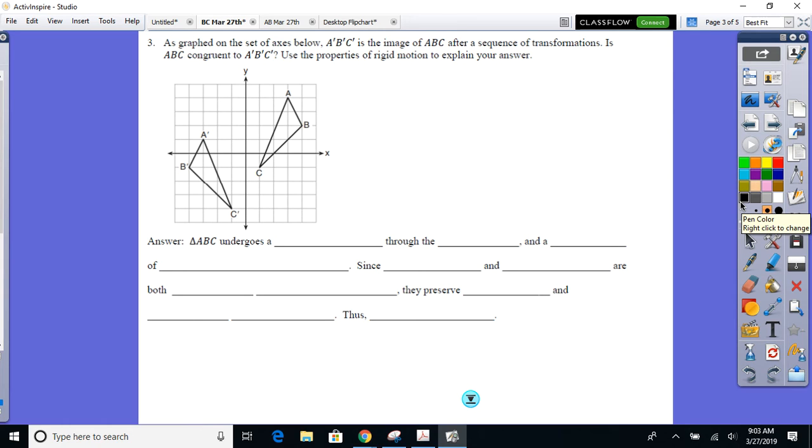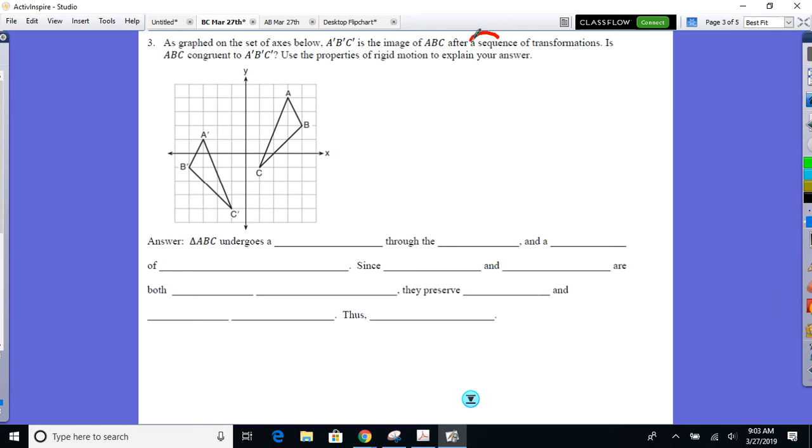Okay, next up, directions change slightly, and I want you to be aware of this. Triangle A prime, B prime, C prime is the image of triangle ABC after a sequence, meaning one, not gonna cut it, probably impossible. So you're gonna have to come up with two or more, you can have more than two, that map these two onto each other.